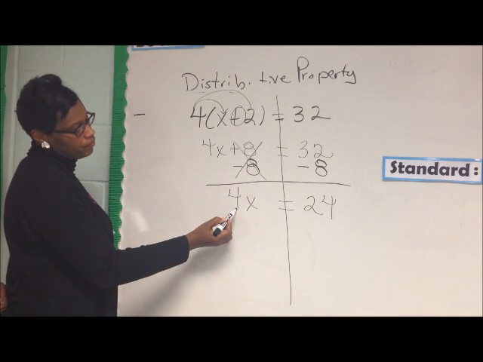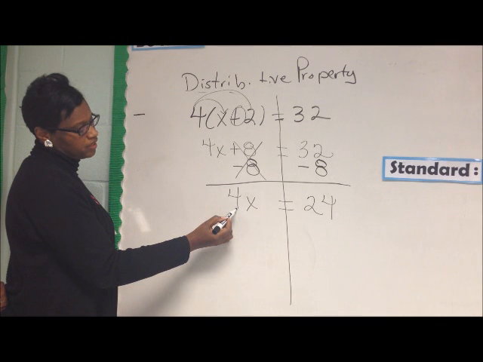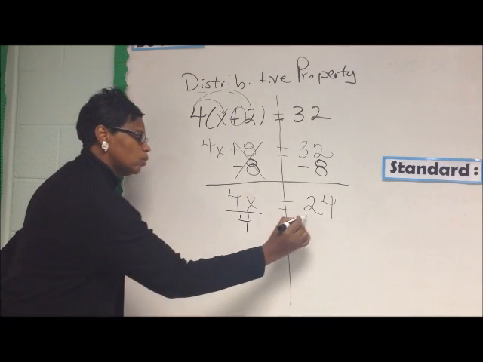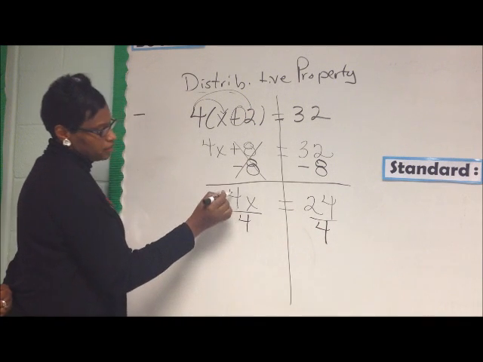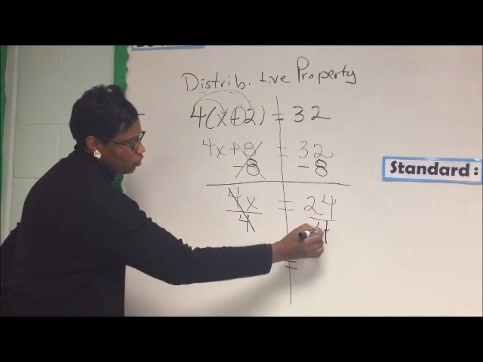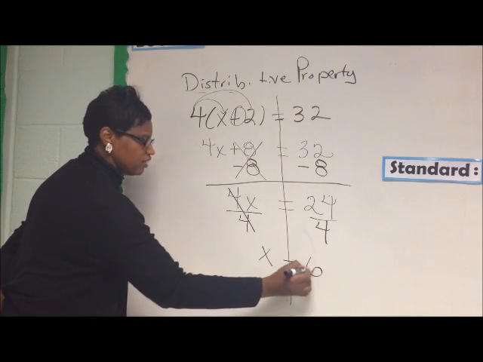Now I've got to get rid of my 4. What's the inverse operation of multiplication? Division. I'm going to divide both sides by 4. Cancel these 2 out. X equals 6, because 4 goes into 24 six times.